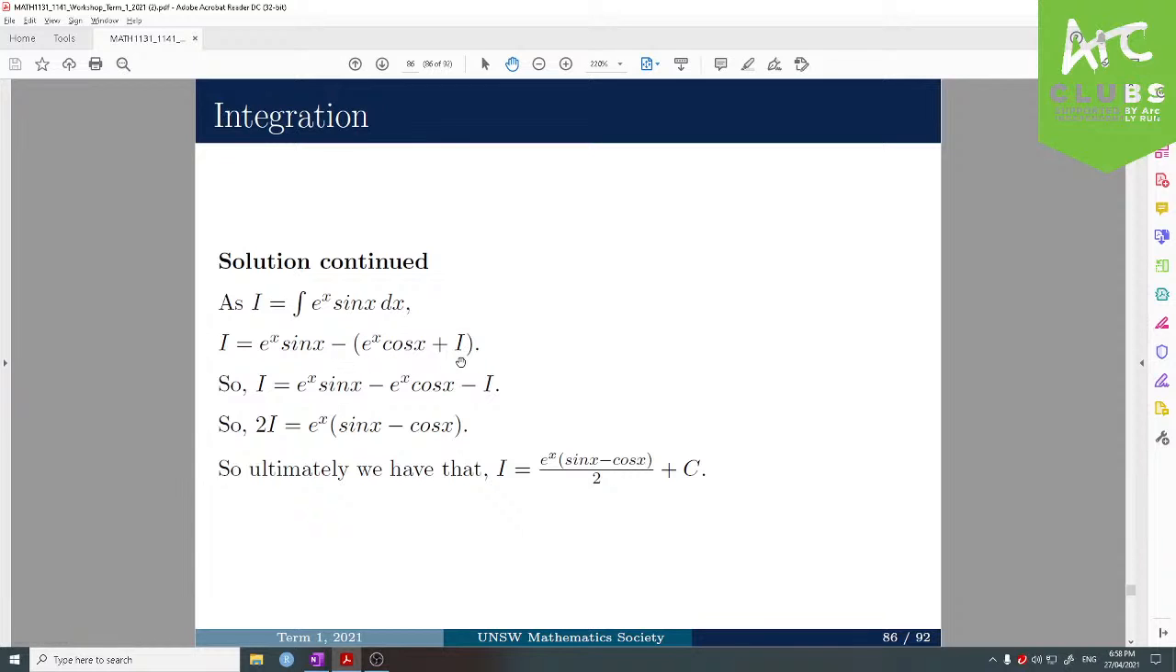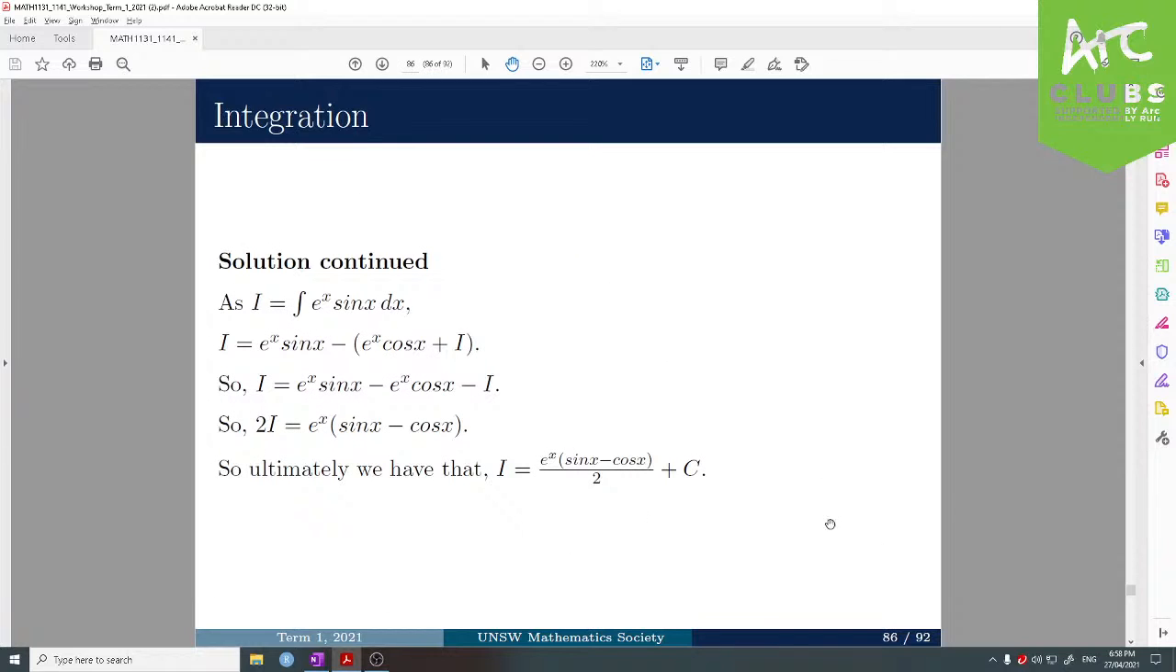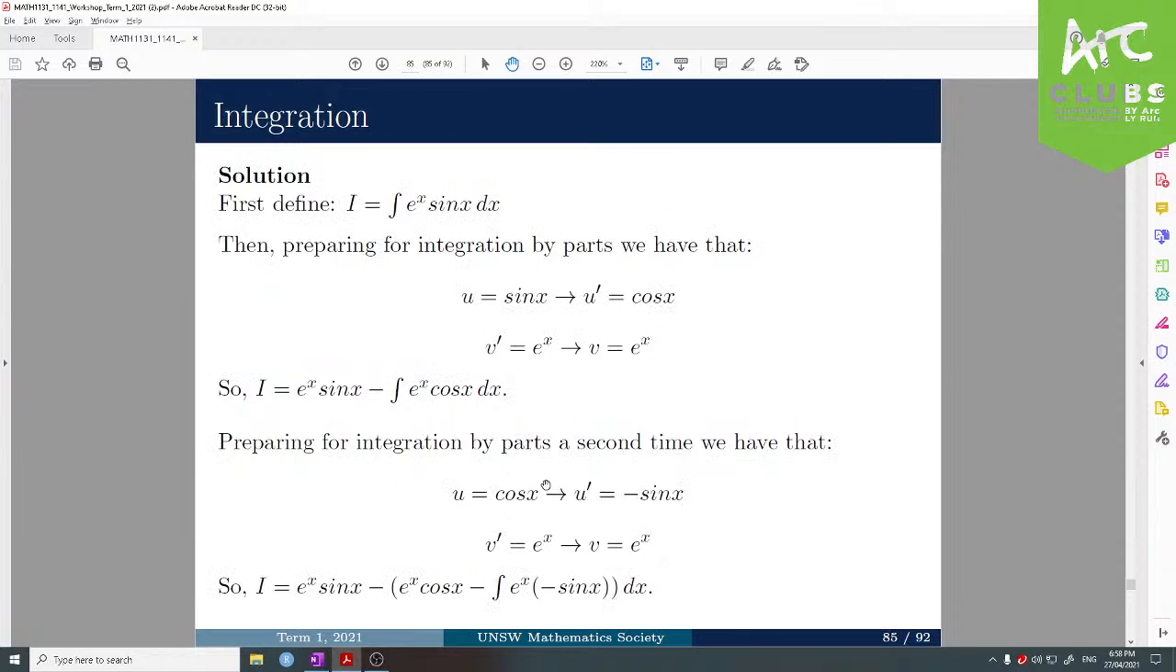I then expand out the negative and move my I over to get 2I equals e to the power of x in brackets sine x minus cos x. I then divide the 2 over, and don't forget to add c in the end, because in this case we were dealing with an indefinite integral, which means we need to add the constant c. And that's how you would apply integration by parts to this question in particular.